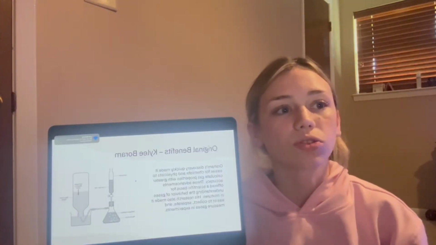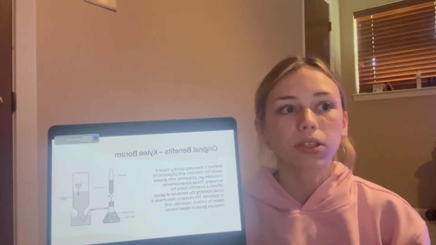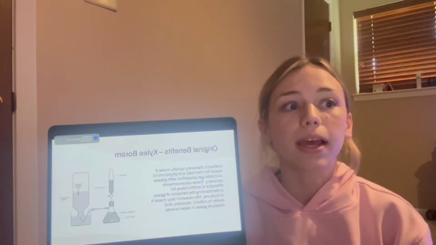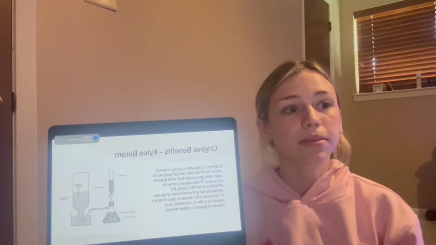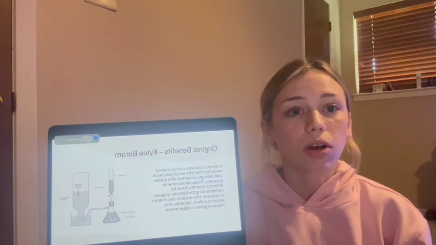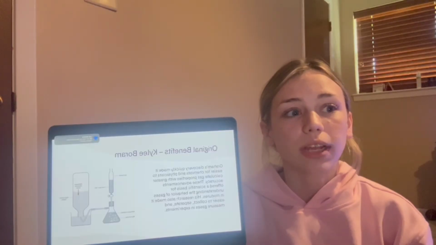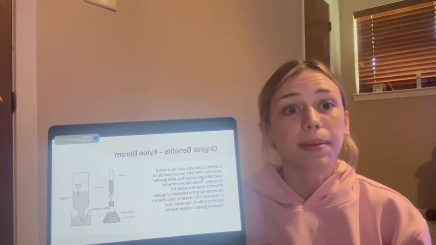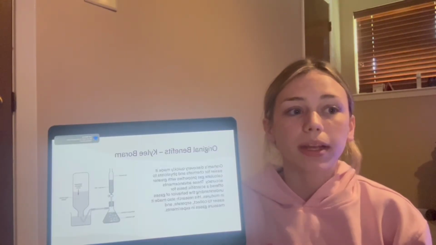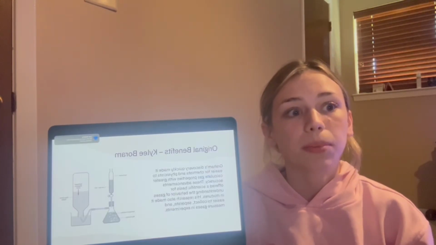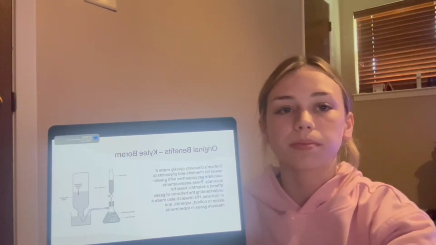Original benefits. Graham's discovery quickly made it easier for chemists and physicists to calculate gas properties with greater accuracy. These advancements offered a scientific basis for understanding the behavior of gases and mixtures. His research also made it easier to collect, sample, and measure gases in experiments.